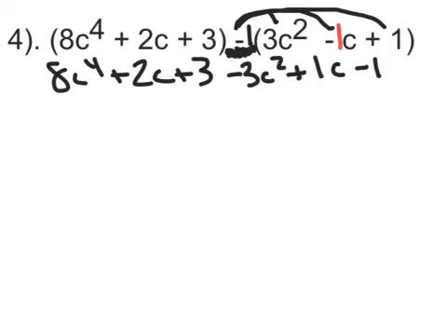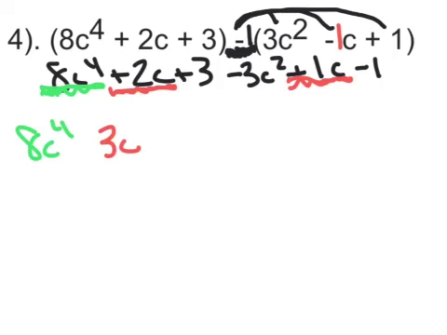Then we can start to look for our like terms. So let's start with the first term, 8c to the fourth. So we're looking to see if we have any other c to the fourth, which we don't. So that one's going to come straight down, 8c to the fourth. Then I'm going to go to the next term, so plus 2c. So any other plain c's, which we do. So we have 2 plus 1, which will make that 3c. And since that's a positive, we'll put a plus.